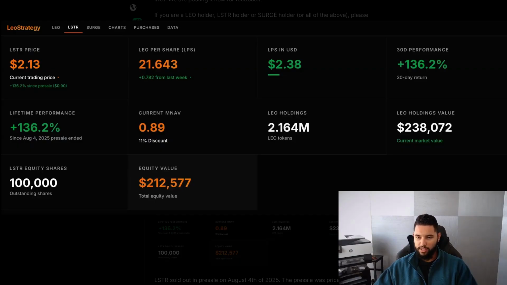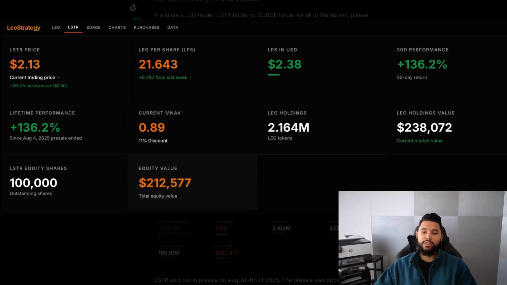I can actually see that this plus 0... Oh no, I think that's actually accurate. So it was increased by 0.782 Leo per share of LSTR since the week prior, which is actually how you get that in the previous page. That's how you get that LEO yield: you take this divided by the previous LPS, and then you get the 3.75%, I think it was, weekly yield, and annualized that was like 198% or so.